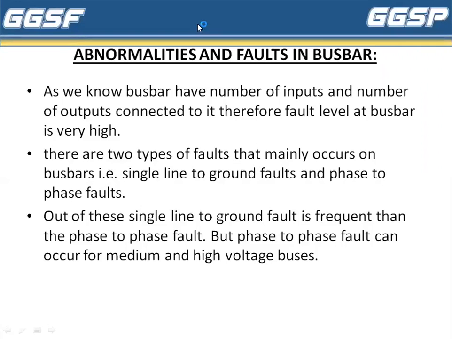Abnormalities and faults in busbar. As we know, busbar have number of inputs and number of outputs connected to it. Therefore, fault level at busbar is very high. Therefore, two types of faults mainly occur on busbar, for example, single line to ground faults and phase to phase fault. Out of the two, single line to ground fault is more frequent than phase to phase fault, but the phase to phase fault can occur in medium to high voltage buses.